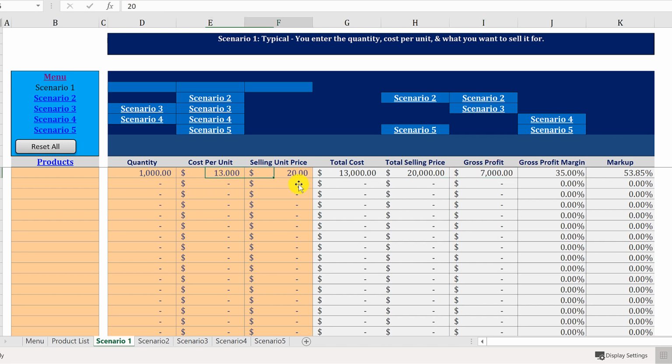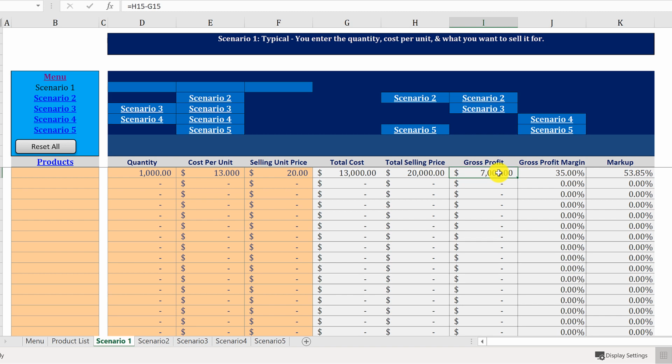So I put in the cost per unit, and I have my selling price of 20. So far, the math is pretty straightforward. You didn't need me to create a whole spreadsheet just for you to figure this out. But now let's say somebody comes into us. Let's say now my client is negotiating a big purchase, and the client comes in and says, it's $20,000.